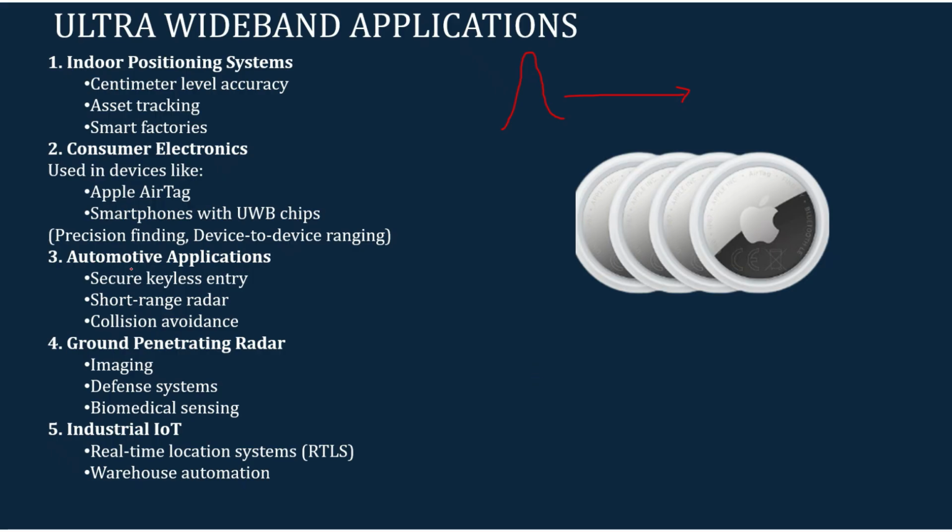Another one is automotive applications. It can be used for secure keyless entry, short-range radar, and collision avoidance. Other applications are ground penetrating radar, imaging, defense systems, and biomedical sensing. It is also used for industrial IoT, like real-time location systems and warehouse automation.